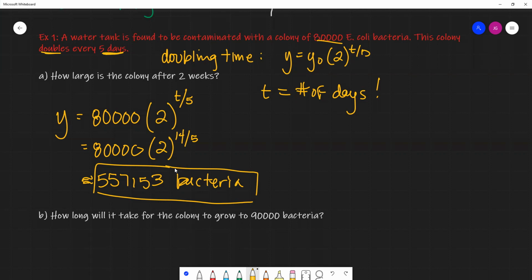14 days, that is 2 doubling periods. So this bacteria has had time to double twice, right? So if I double 80,000, so multiply that by 2, that's going to be 160,000. And if I multiply that by 2, that's going to be 320,000. Okay, so it's pretty close. And if I double it one more time, our answer should be between 320,000 and what I'm about to get from multiplying by 2, which is 640,000. And it is 557,000, right? And so we're kind of right in the ballpark. That should be where we are, right? Cool, so that worked out.